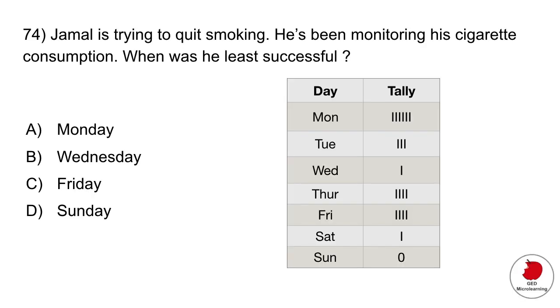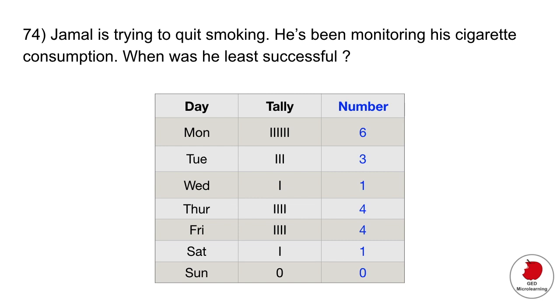All right, question 74. So Jamal is trying to quit smoking. He's been monitoring his cigarette consumption. When was he least successful? Okay, so this is fairly straightforward. All you have to do here, you have a tally, right, of cigarettes that he's smoked each day. So all you do is kind of translate that tally into numbers.